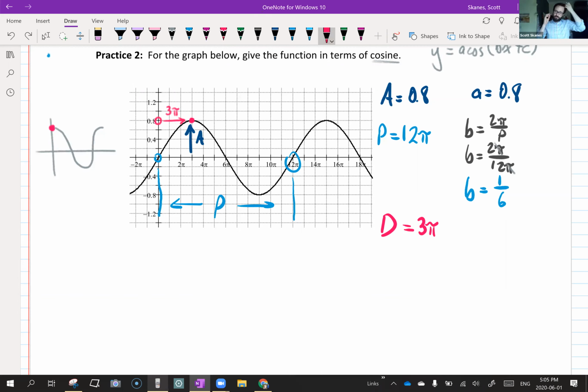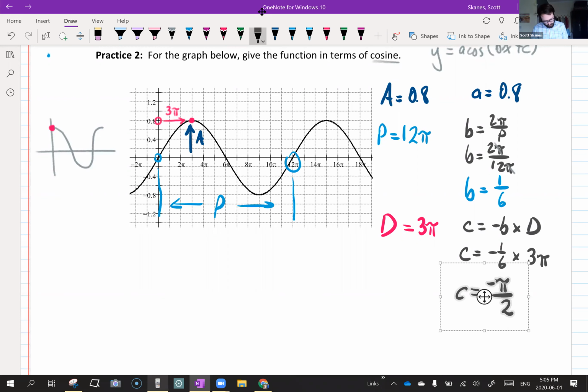So just keep it in mind, cosine has a standard form. It always starts at 0, 1. It's supposed to come down. So if it doesn't start there anymore, you have to think about how it must have been shifted. And from that, we can get everything else. So negative b times displacement. C is negative 1/6 times 3 pi. The 3 and the 6 will simplify, and we end up getting negative pi over 2.